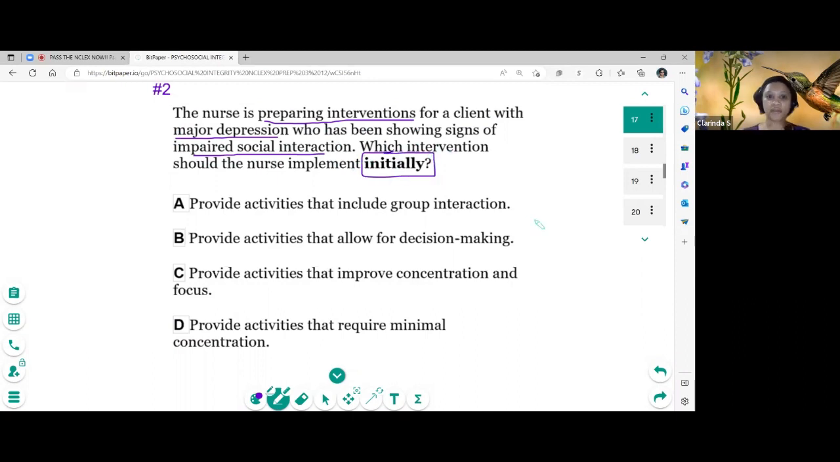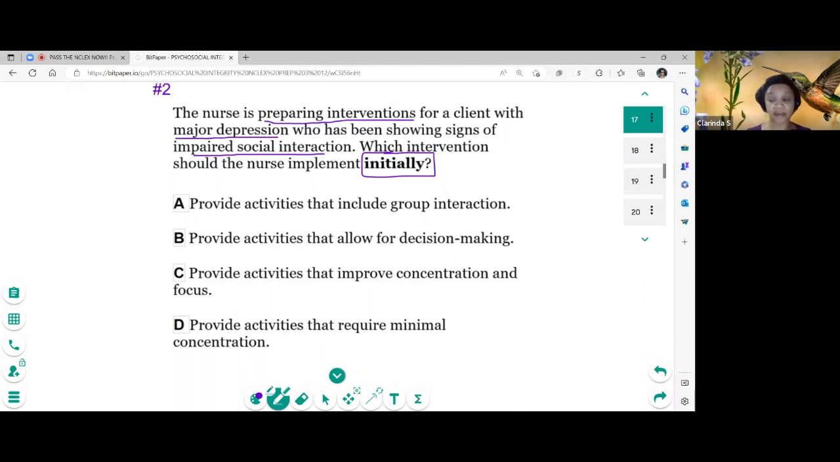Okay, right away, you should break down that case event. Who is my patient? A patient with major depression. So your mind should automatically go towards the subject of what is the appropriate nursing care for a patient with major depression. All right. They've been showing signs of impaired social interaction. So part of you may be thinking that if they're depressed, I need to kind of stimulate them and motivate them and get them going.